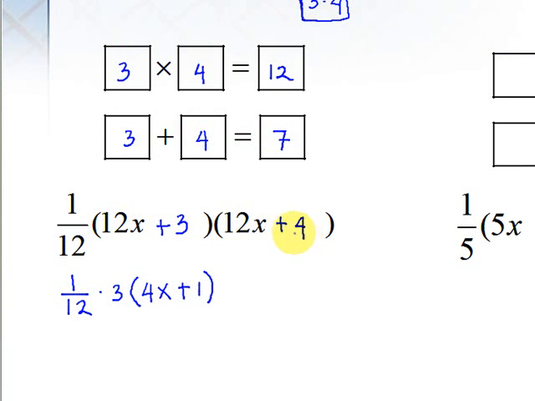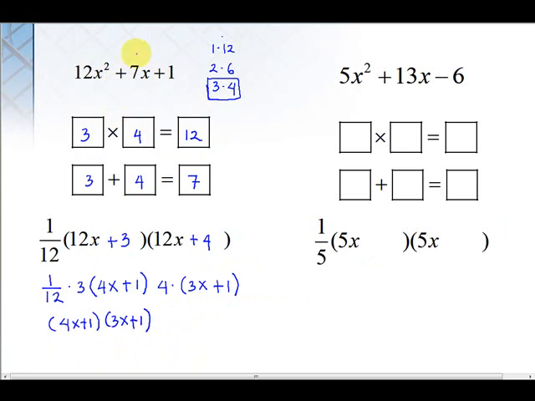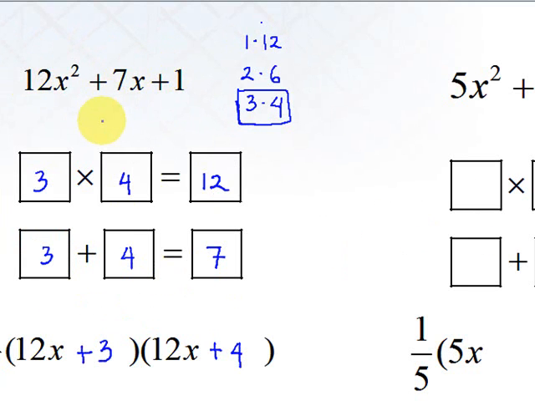And on the other factor, we can factor out 4, 4 times 3x plus 1. Now 3 times 4 is 12, 12 multiplied by its reciprocal, which is equal to 1. So this can be simplified to 4x plus 1 times 3x plus 1. So we are done factoring this trinomial.